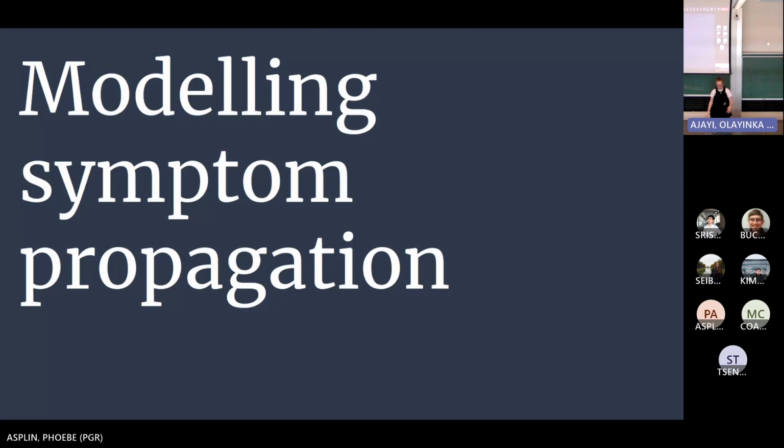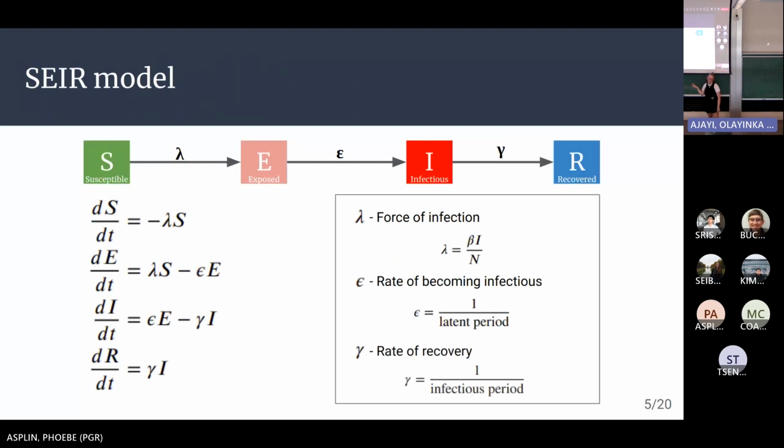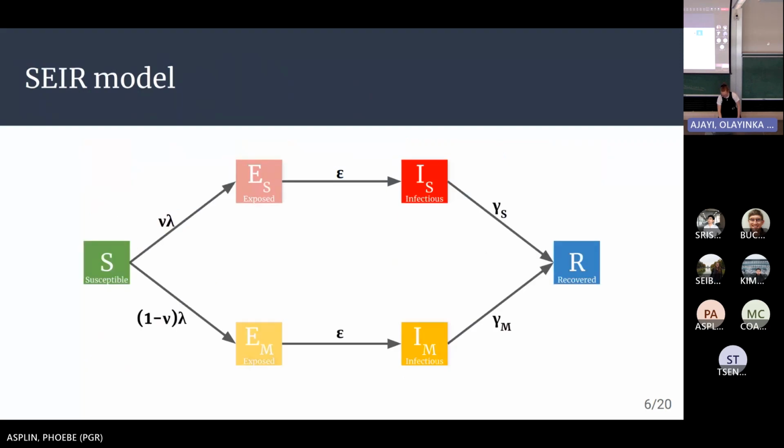Okay, so now moving on to how can we include symptom propagation in our models. So in my model, I'm basing off the very standard SEIR model. So this is where people are susceptible to disease, so they're not infected, and then they become exposed, so infected but can't infect others, and then infected, and then after some time they'll recover. So this is normally pretty standardly extended to this kind of two-symptom model.